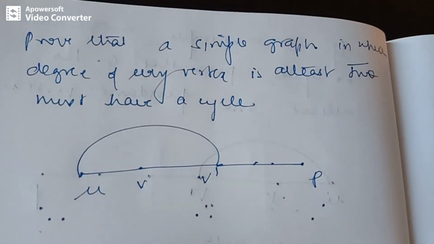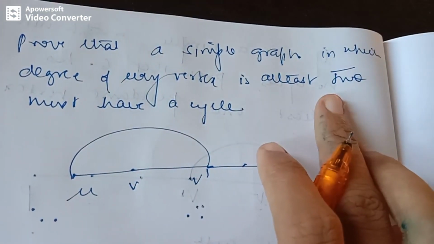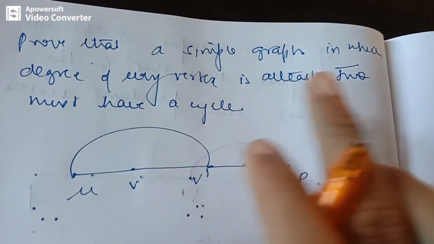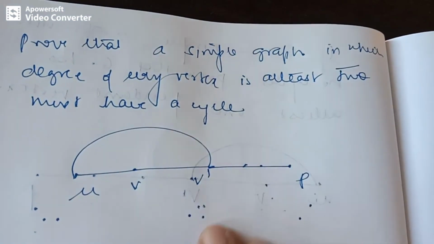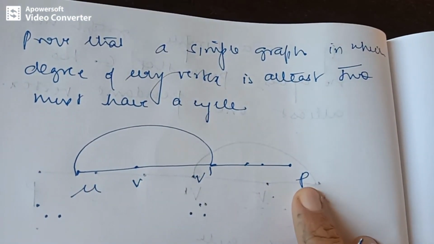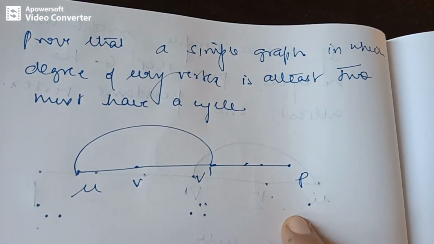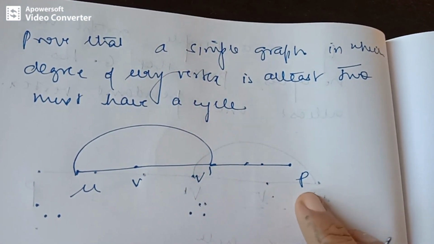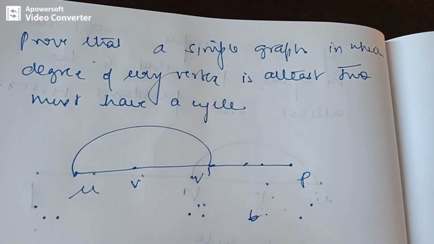So, the next question is somewhat similar to the previous one, wherein they have told you that a simple graph in which the degree of every vertex is at least 2 must have a cycle. So, let us assume the same graph. Let us assume that there is a path which has the maximum number of vertices. You have to write like this in statements. Okay, let us consider a path P in graph G. So, that is the first statement.